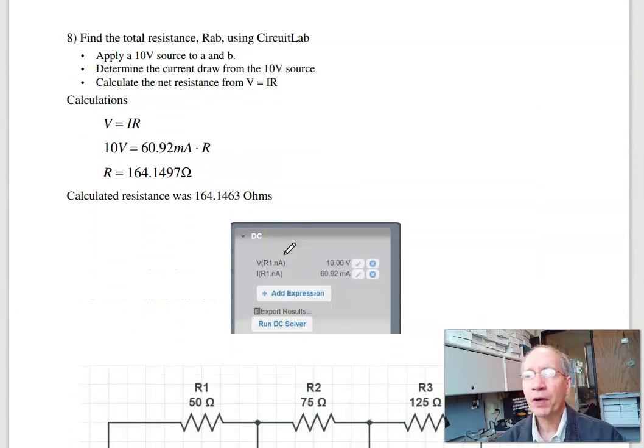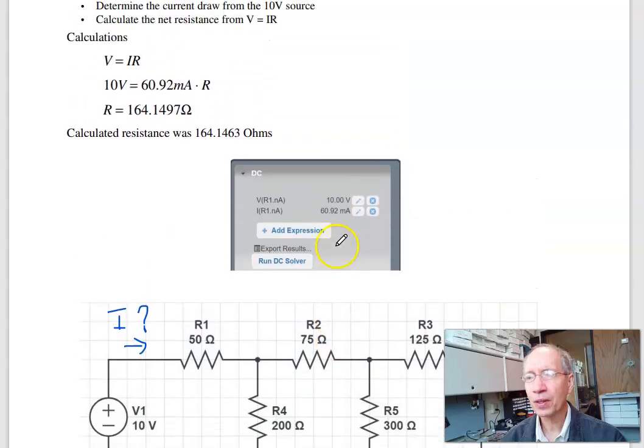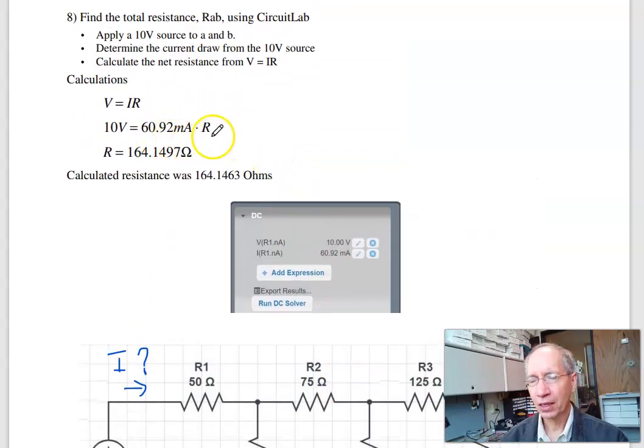Finally, verify your answer in Circuit Lab. In Circuit Lab, what I can do is drag and drop, build the circuit, apply a test voltage, like 10 volts, and find out how much current I draw. According to Circuit Lab, if I apply 10 volts, I'm drawing 60.92 milliamps. From V equals IR, 10 volts divided by 60.92 milliamps is 164.14 ohms. Same thing I calculated.